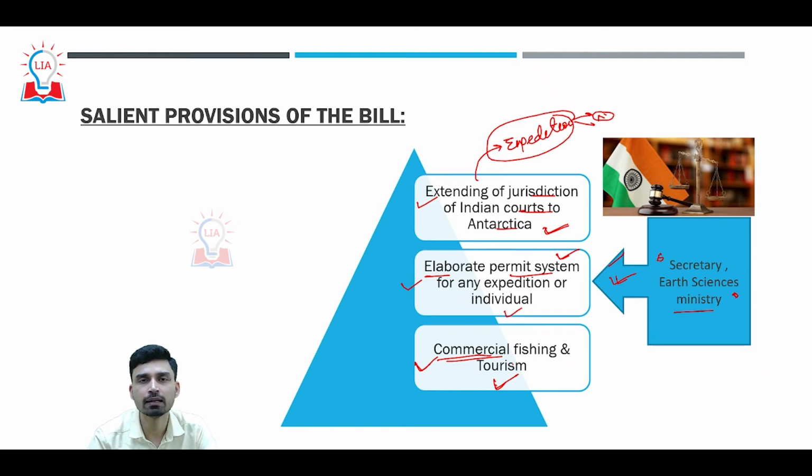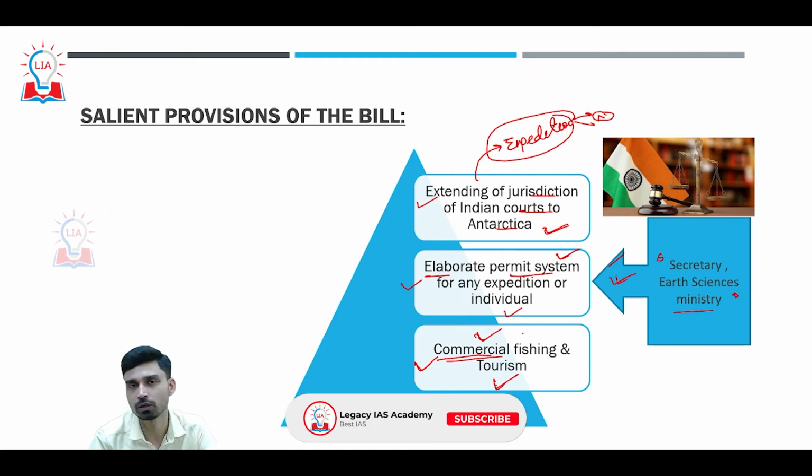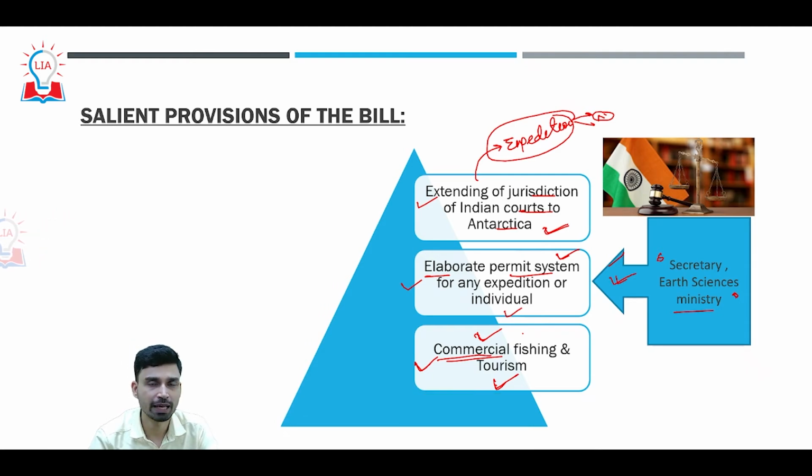That means Indian expeditions or Indian citizens, Indian companies, can get involved in commercial fishing, because all the countries have been given fishing rights around Antarctica. They have been given a particular quota, that much amount of fish every country can catch from that region. So India can exercise that right.